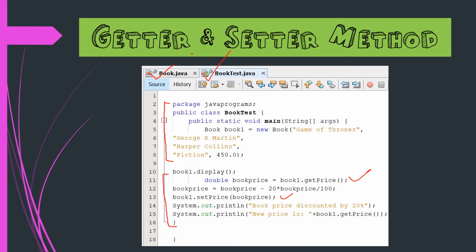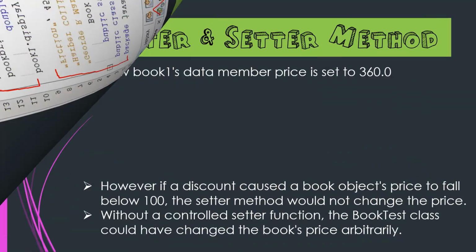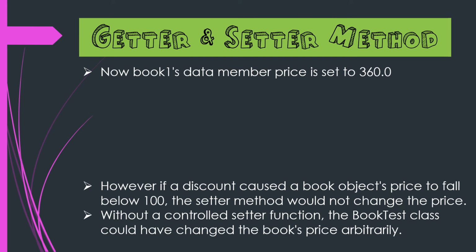Also, I have added the statement for printing, and for this I have used the system.out.println statement. In this I have written two statements, and you can see at last I have used book1.getPrice. Why? Because I want to retrieve the value of price. So that is why I have used this getter method here also. So let us see what will be the value of book one's price. It will be set to 360. But why? Let us understand it.